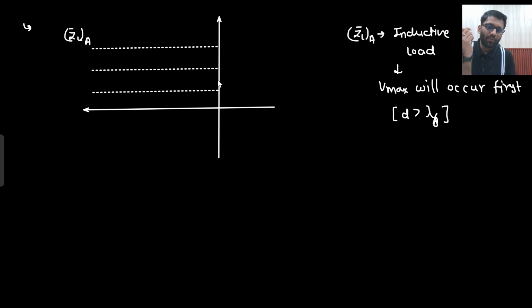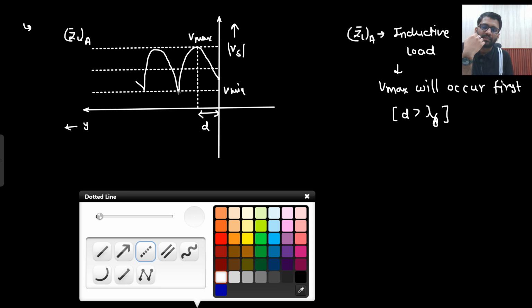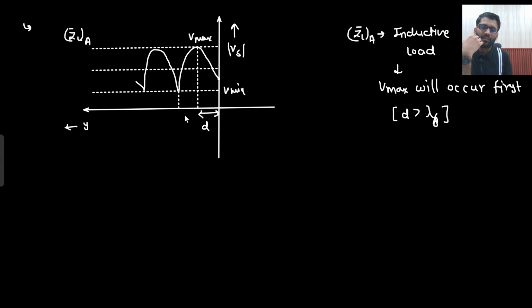So I need to walk for more than lambda by 8. That means I need to start from the lower end. The point is that this distance d will be greater than lambda by 8. So this is your Vs, this is your Vmax, this is your Vmin, and this is at y equals to 0. And this is your y, and certainly I know that this distance is lambda by 4.